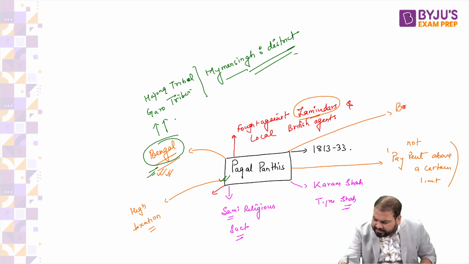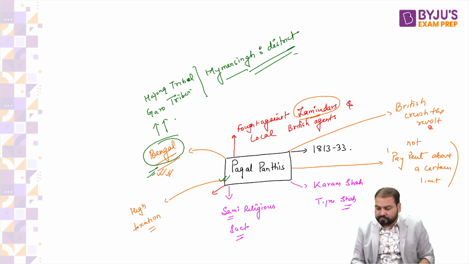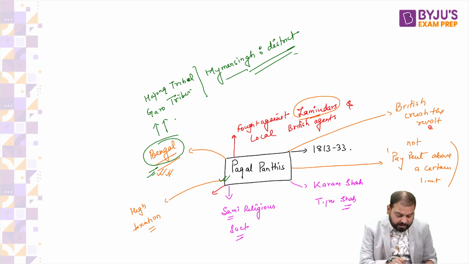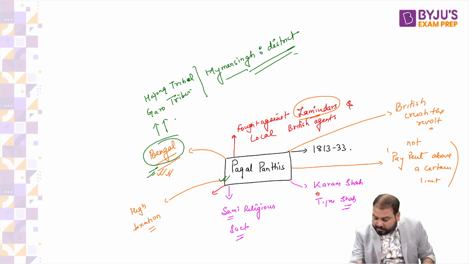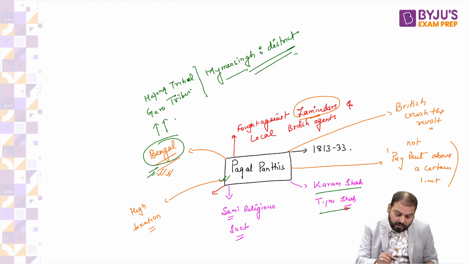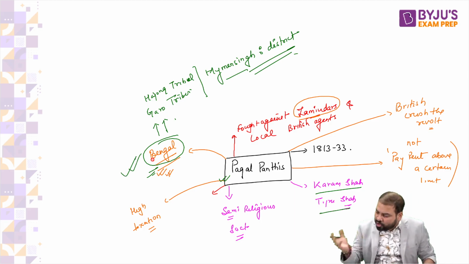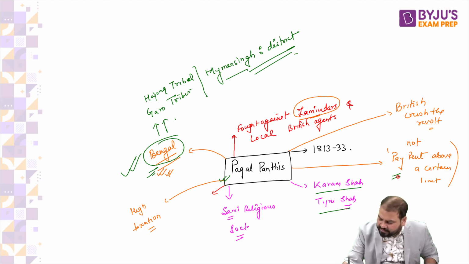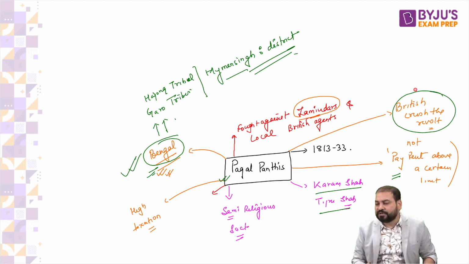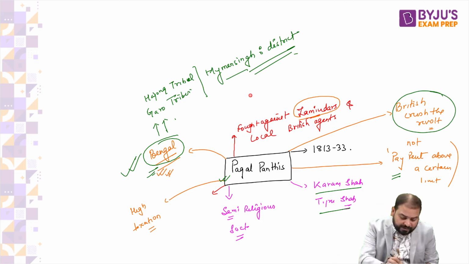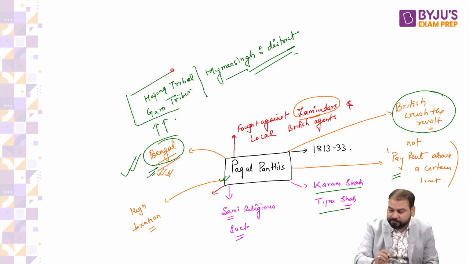Britishers crushed them. Again, I told you, the ultimate thing will be that Britishers will crush the revolt. Everyone, am I clear? Again, you should only remember the leader's name, place; the cause will be mostly the same, that they would be unhappy with the zamindars. End result would mostly be the same. British would crush the revolt. If you can remember this, it would be great.